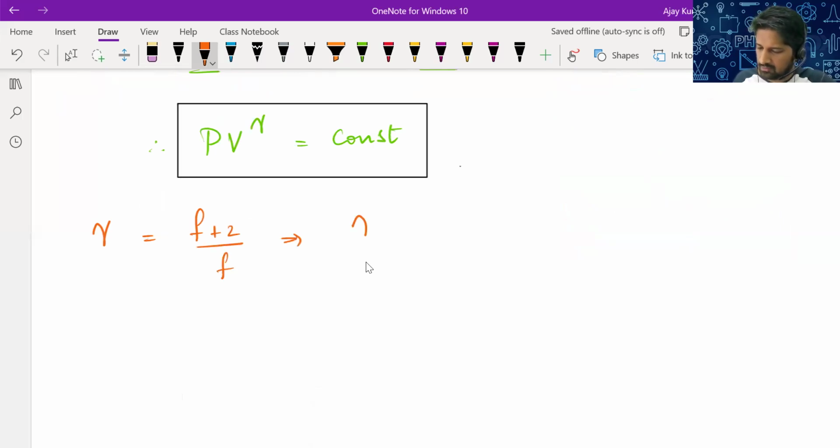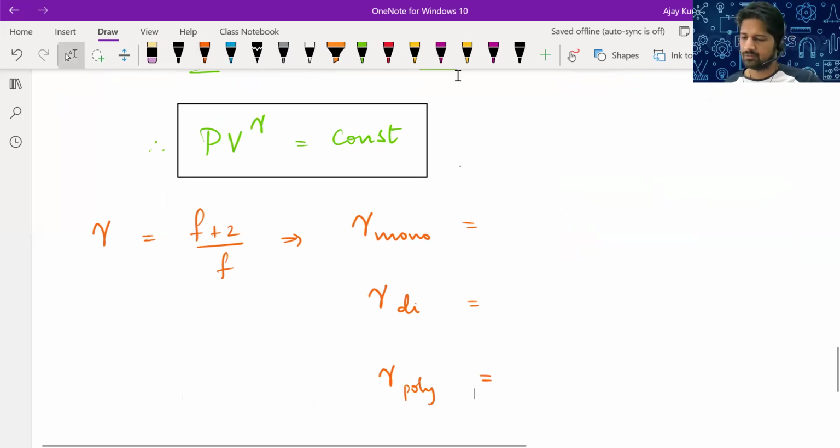I want you all to tell me what is gamma of a monoatomic gas, what is gamma of a diatomic gas, and what is gamma of a polyatomic gas. I hope you remember the degrees of freedom. Based on that, write these values, all of you. Okay, I haven't received any answers yet. How many degrees of freedom does a monoatomic gas have? Three, sir. 3. Okay. And all three are translational degrees of freedom.